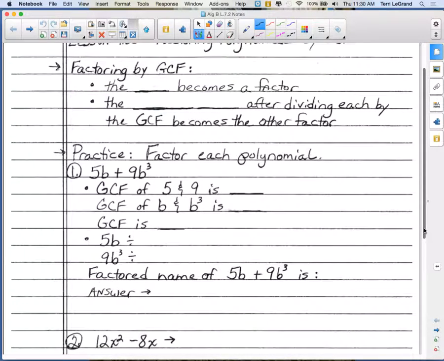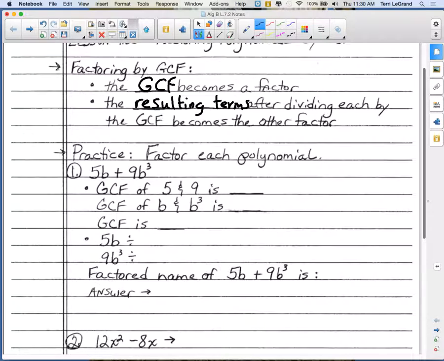So the first thing we'll do is fill in some blanks here, kind of like the process we're going to do. The GCF becomes a factor, so we're going to find the GCF, and then it actually becomes one of our factors. And then the resulting terms, after dividing each by the GCF, like we did yesterday, those become our other factor.